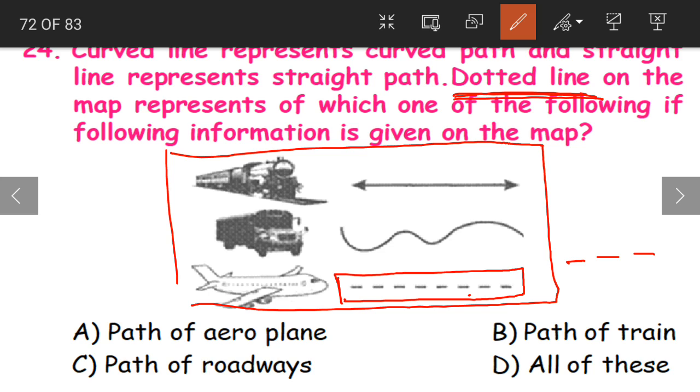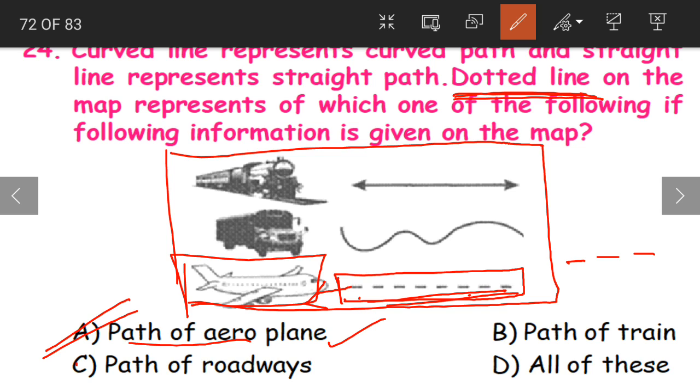Now, what is this dotted line representing? What is on the left side of the dotted line? We have an aeroplane. So the dotted line represents the path of the aeroplane. Is this clear? The dotted line here represents the path of the aeroplane. So option A is our correct answer.